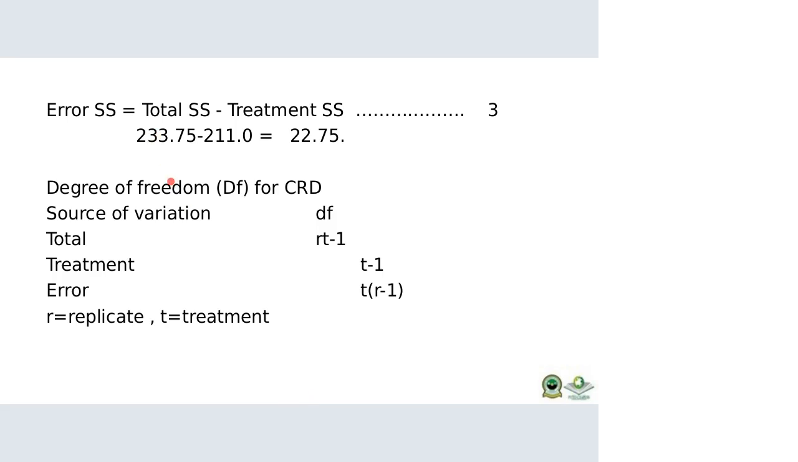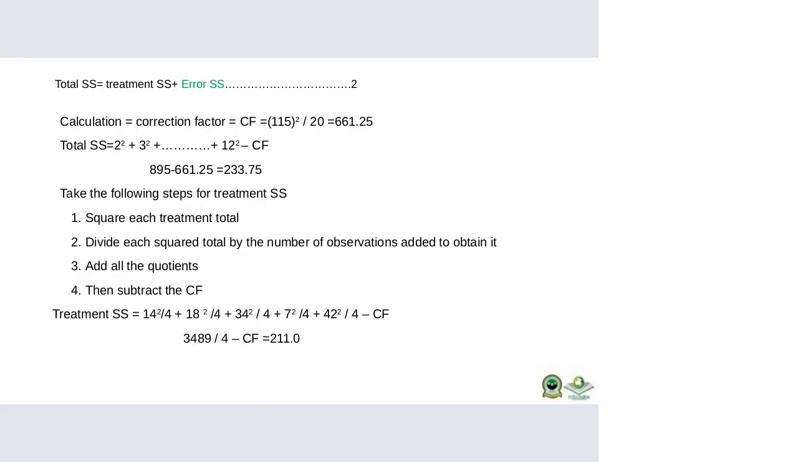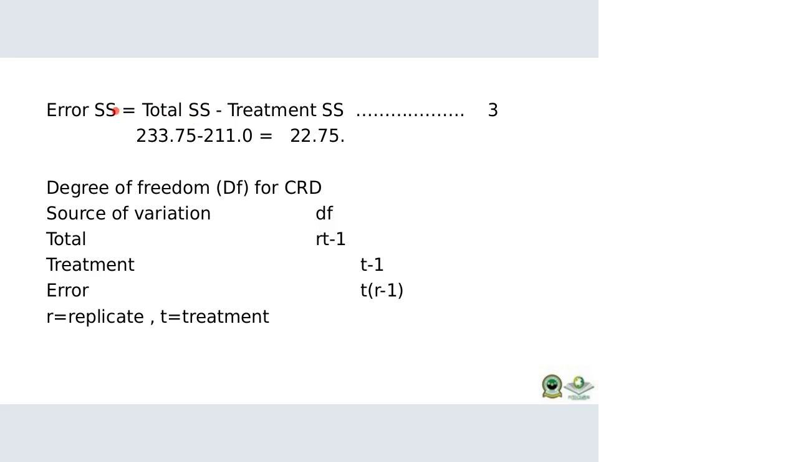Now, the error sum of squares. Since we have obtained the total sum of squares and the treatment sum of squares, if we make the error sum of squares the subject of the formula, we should be able to seamlessly obtain it. Very simple. We substitute the values we had already obtained for the total sum of squares and treatment sum of squares. If we've done that correctly, we will get 22.75 as the error sum of squares.